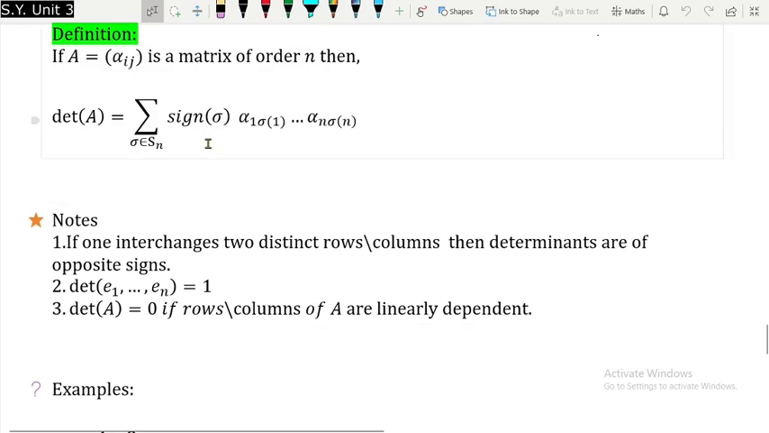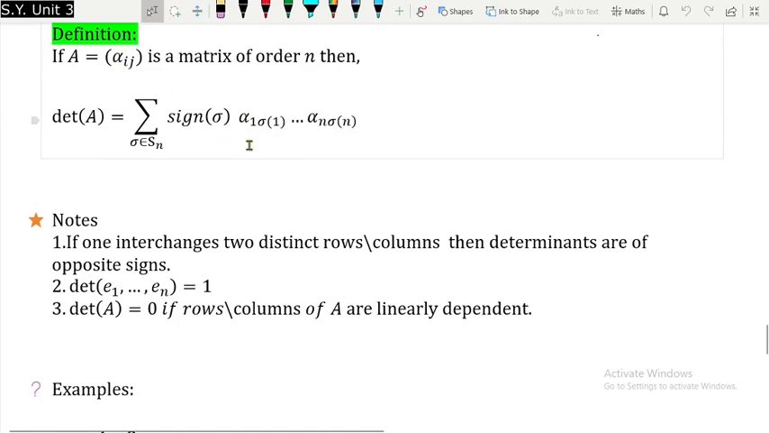So we are defining the determinant in terms of permutations, you can see. This is the summation over sigma belonging to Sn of sign of sigma multiplied by alpha 1 sigma 1. Now what is sigma 1? It is the image of 1 under sigma, and similarly so on. Alpha n sigma n means it is the image of n under sigma, and this alpha is from here naturally, it is occurring from here.